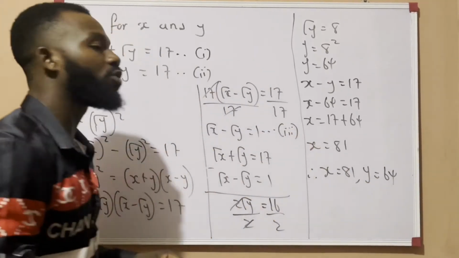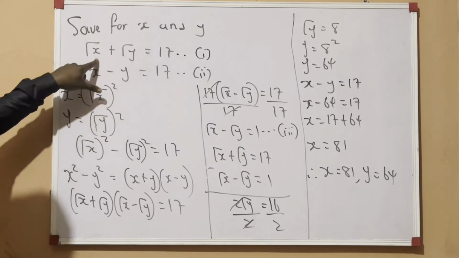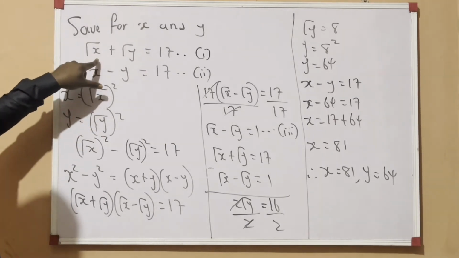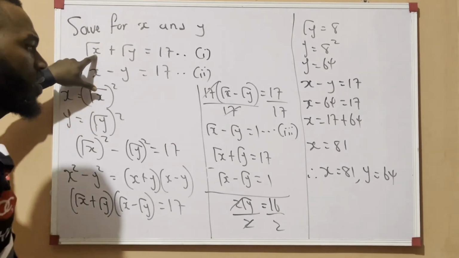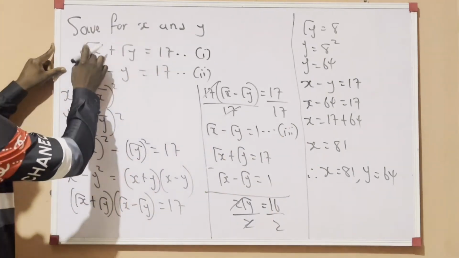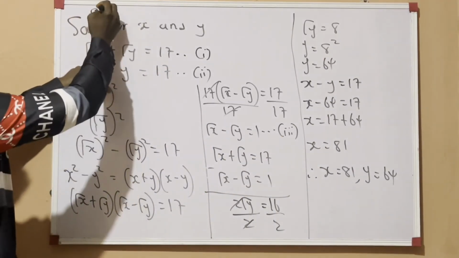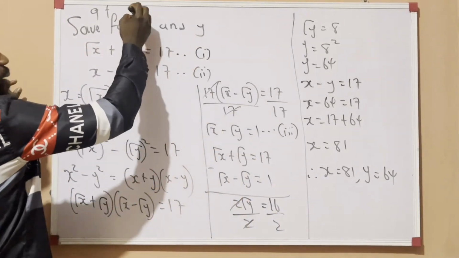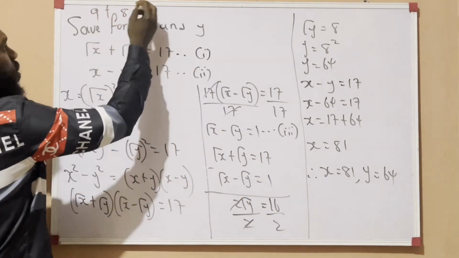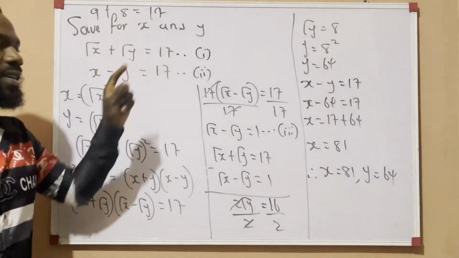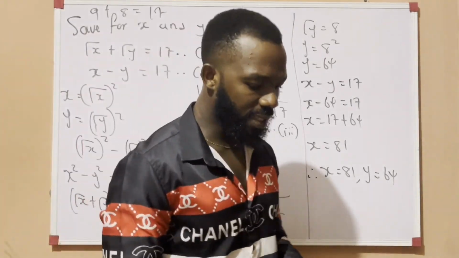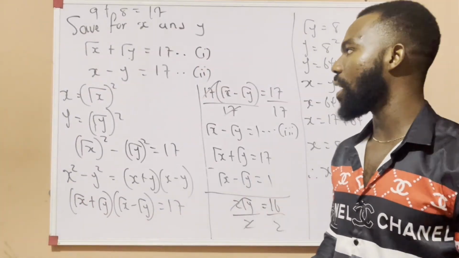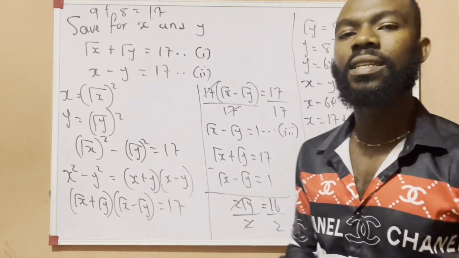Now, if you really want to cross-check if it is correct, let's substitute into any of these. If x is 81, the square root of 81 is 9, plus if y is 64, the square root of 64 is 8, and of course 9 plus 8 is 17. So you see, this is how you can solve for x and y when a question like this is given.